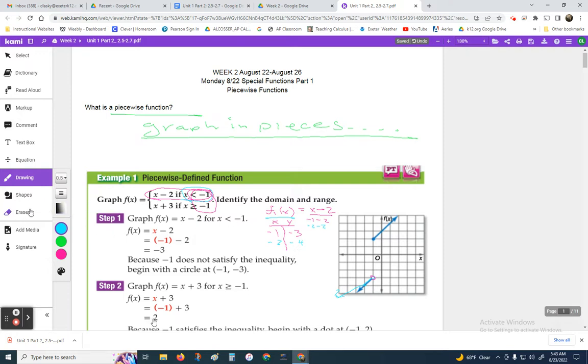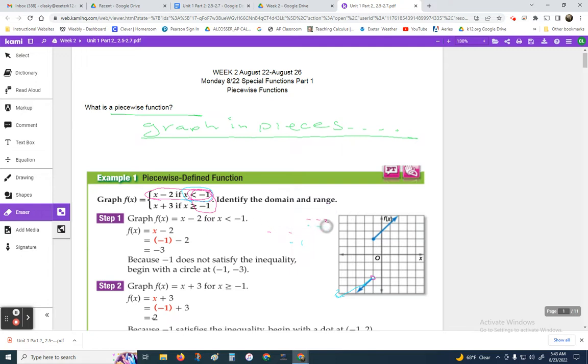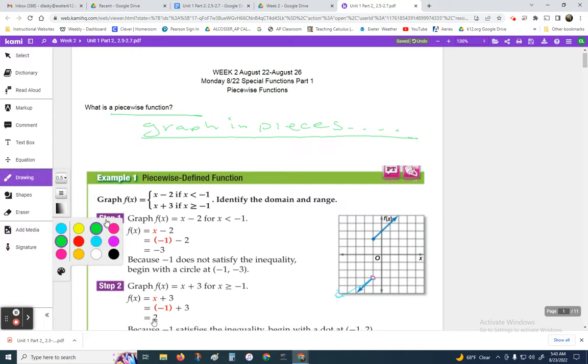Okay, so now what I do from there is, if I can find my little button on my pen, I take my next piece here. I erase this one, and I'm going to go back to my drawing, and I'm going to go to green, let's say. So I set my input-output table up again, but this time it's my second equation, f2 of x equals x plus 3. Here's my x, here's my y.